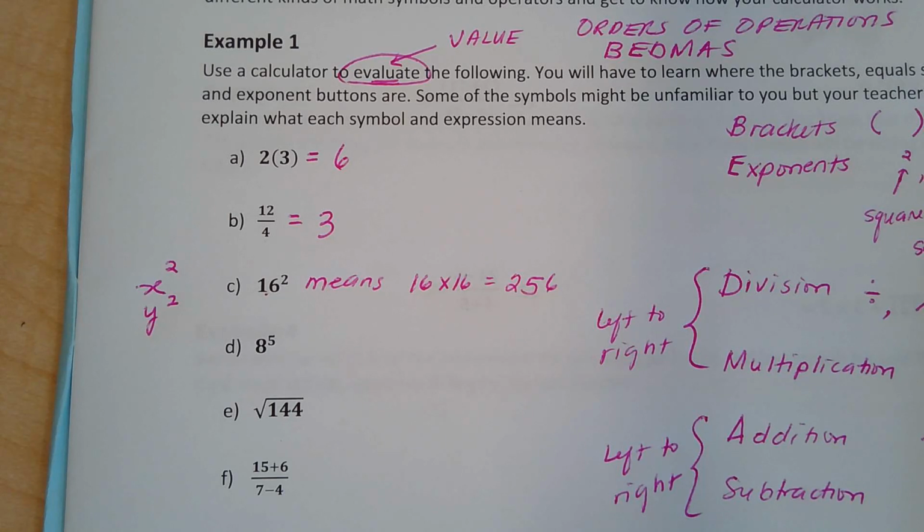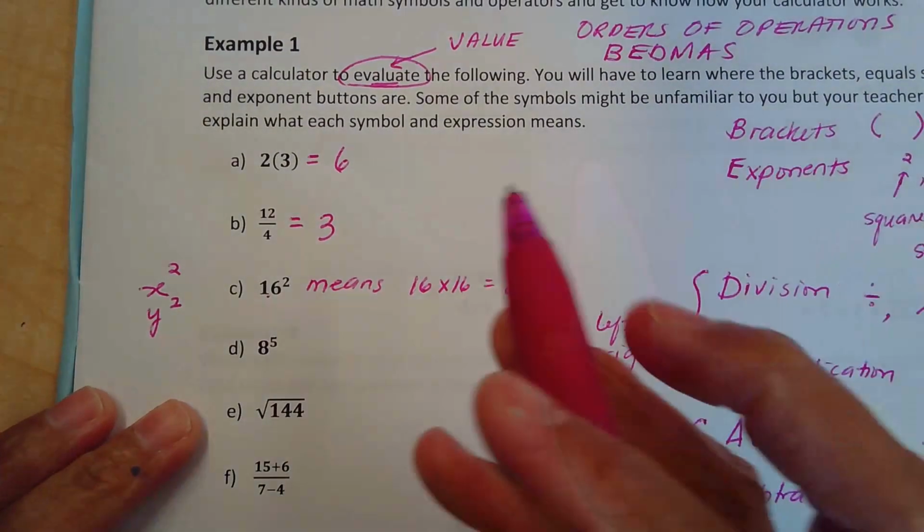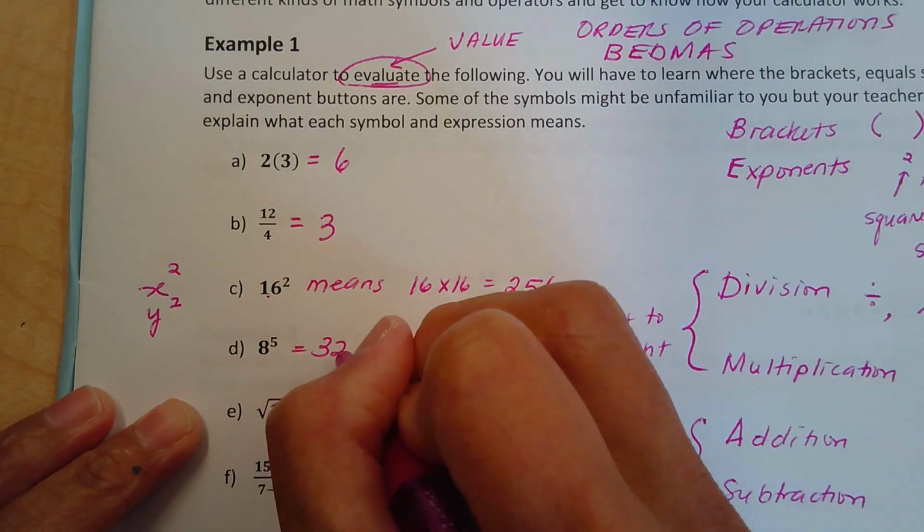So 8 to the 5. You're going to use this button. Can you locate it, x to the y or y to the x? Does your calculator have that? Okay, the first thing you're going to type in is 8, then the x to the y button, and then 5. Then press enter or equals. It's going to be a big number. What is it? 32,768.